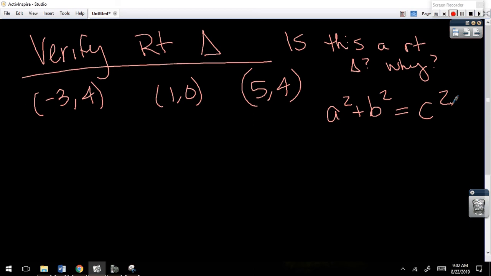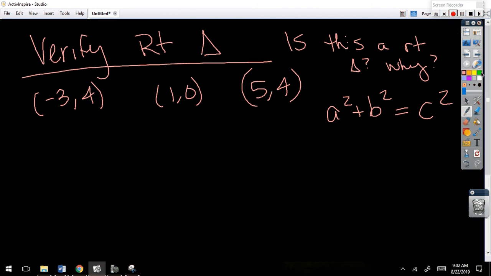Okay, so let's think about what this looks like on a graph. I've got -3, 4. I've got 1, 0, and I've got 5, 4. I need to find each side, and then I need to see if A squared plus B squared equals C squared. Let's do it real quick, and I'll be done. That's the last thing, I promise. I'll let you get on your homework.